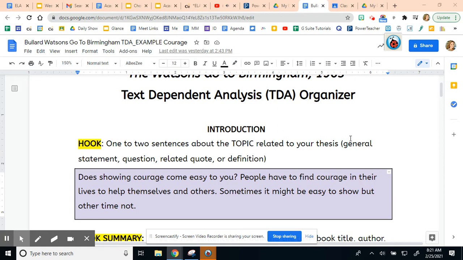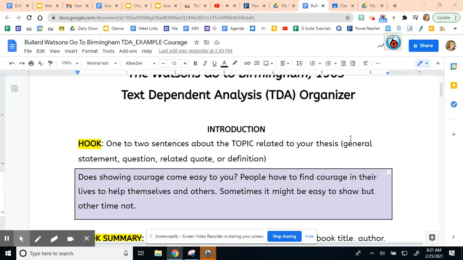You could also start with a related quote. When I say related, it needs to be related to that theme that you chose a couple days ago in class. And if you didn't choose that theme, or if you forgot that theme, just look on the board. I have all 3 written on the whiteboard. One is about family, one is about growing up, and one is about making good choices. So you want to find a quote related to one of those topics. Family, growing up, or choices. And the question that you ask, the general statement, whatever hook you decide, should be connected to your topic.